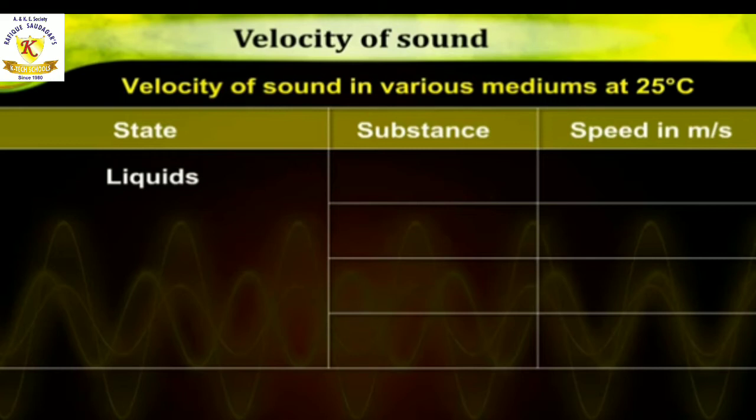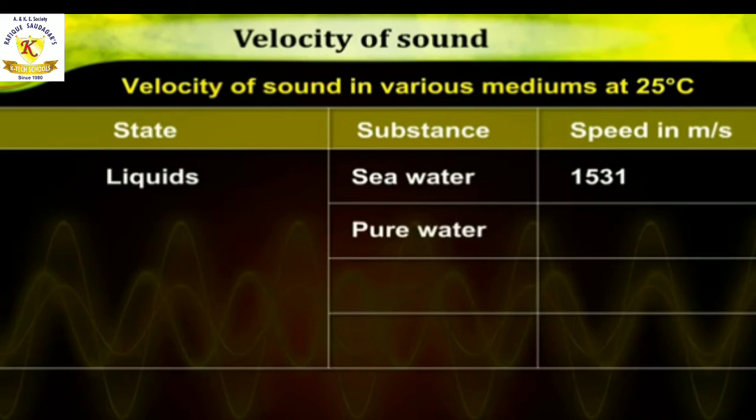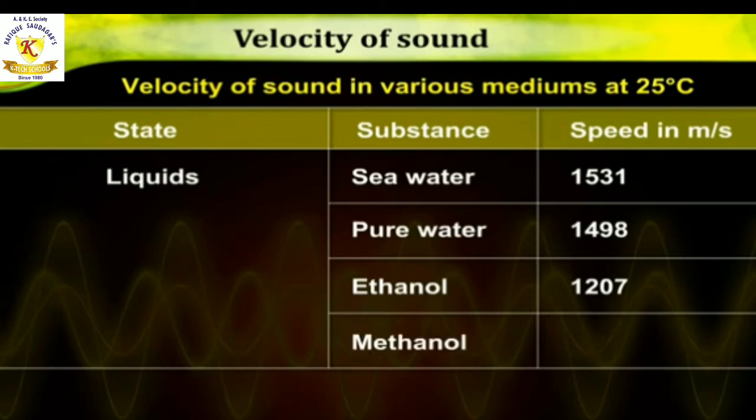Now in liquid state, the substance is seawater and the speed we have is 1531 meter per second. Pure water, 1498 meter per second. Ethanol, 1207 meter per second. Methanol, 1103 meter per second is the speed.